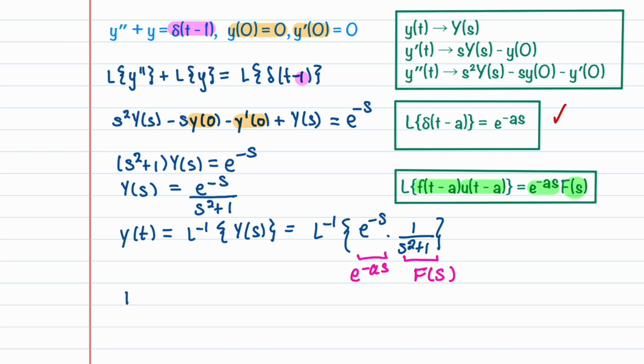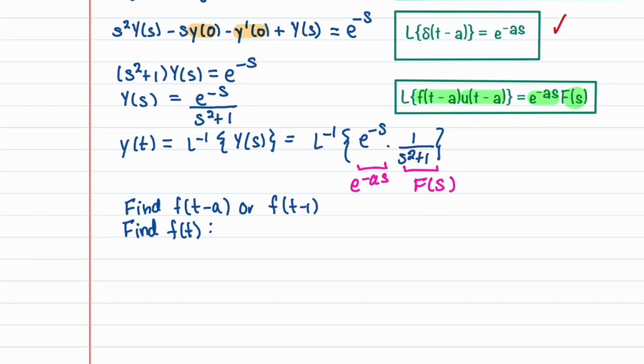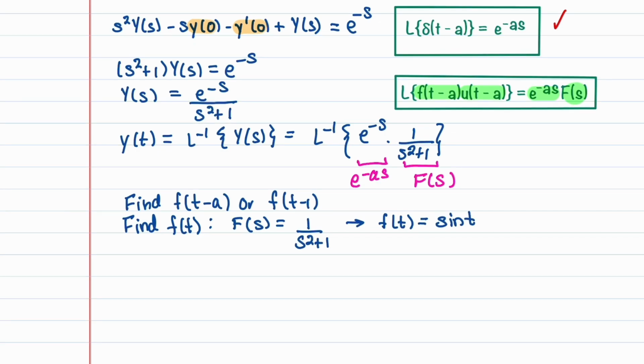We need to find f of t minus a, or in our case, a is equal to 1, so we need to find f of t minus 1. Let's first find f of t. We know that capital F of s is 1 over s squared plus 1. So using a Laplace transform table, we get that little f of t is equal to sine of t. So we know that f of t minus 1 is sine of t minus 1.